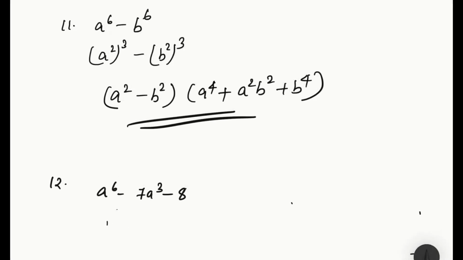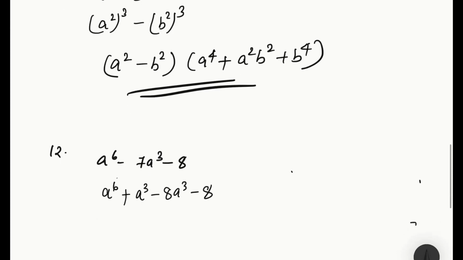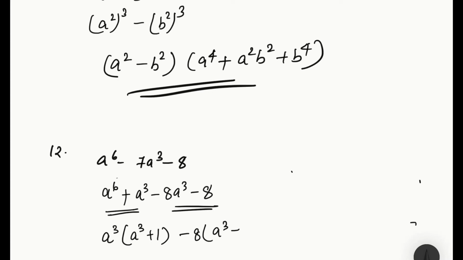So let us write this as a to the power of 6 plus a cube minus 8a cube minus 8. So plus a cube minus 8a cube, if I write, I can get it in the form minus. Okay, I am splitting it. So when I group them, what do I get? I can take this a to the power of 3 out. So what do I get? A cube plus 1 minus 8 here, a cube plus 1.